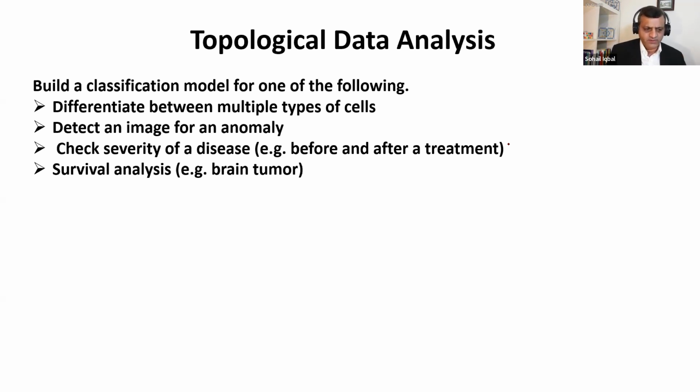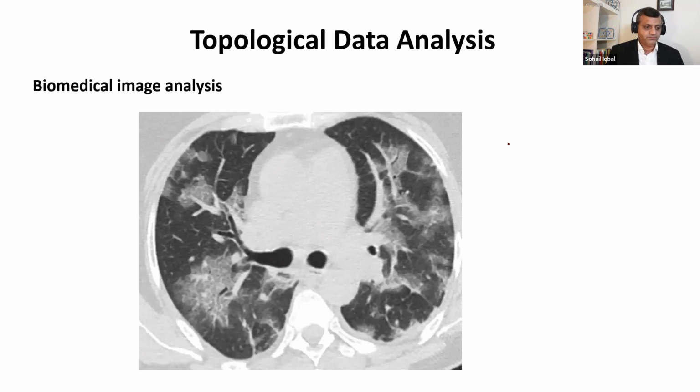Of course, there are some other problems as well. We want to detect anomalies in an image. For example, in a CT scan, we want to see if there are traces of COVID or not. Similarly, we can check the severity of a disease, for example after some treatment, or check the stage of the disease. And of course, there are many studies in survival analysis. For example, for a brain tumor, you can look at the shape of the tumor and see the survival of the patient.